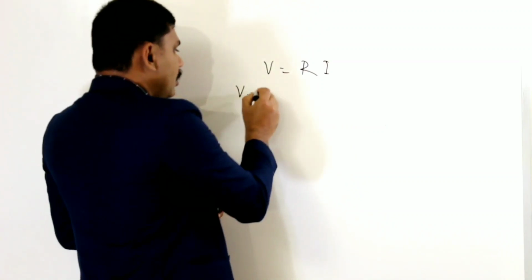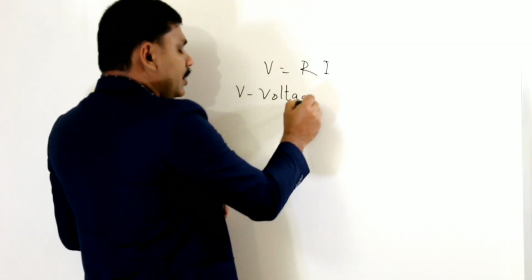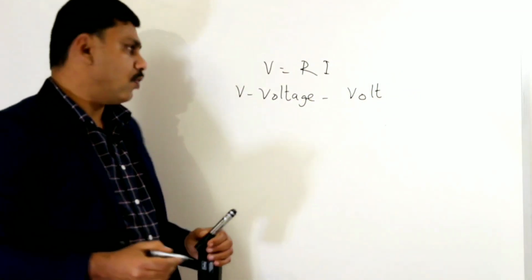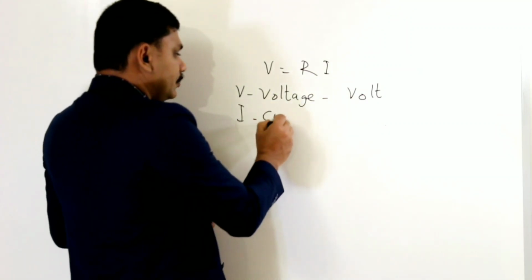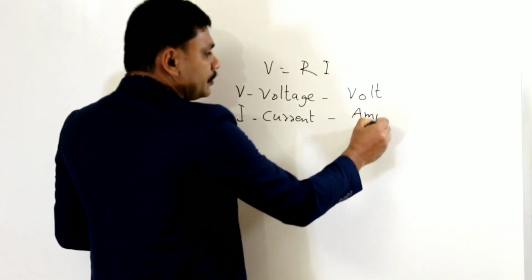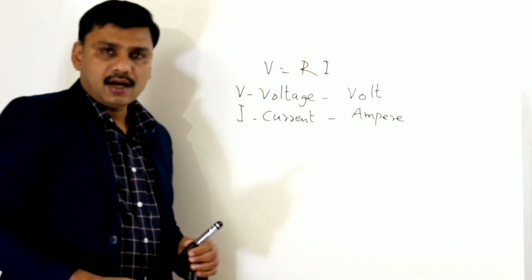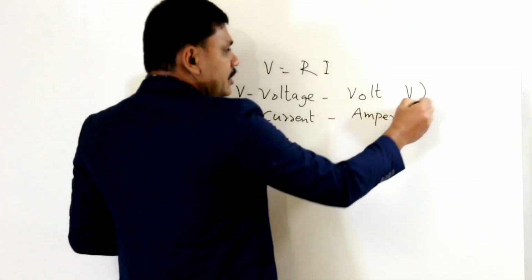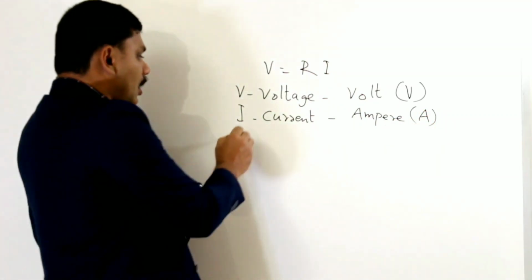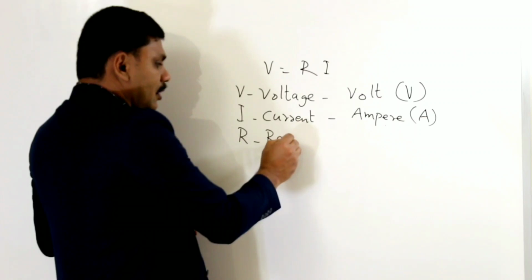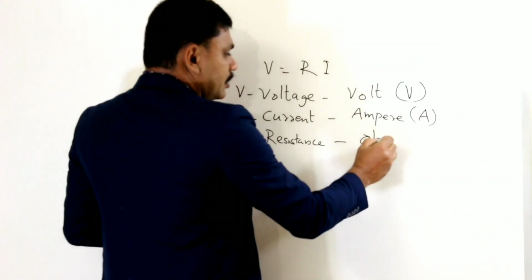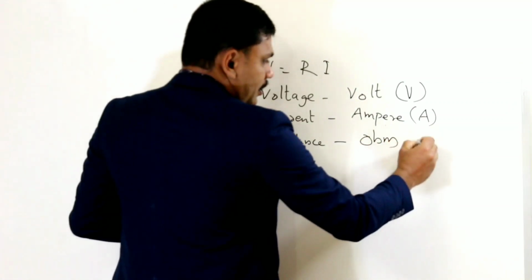V represents voltage and its unit is volt. I is current and its unit is ampere. The symbol for volt is capital V and the symbol for ampere is capital A. R represents resistance, and its unit is ohm, and its symbol is like this.